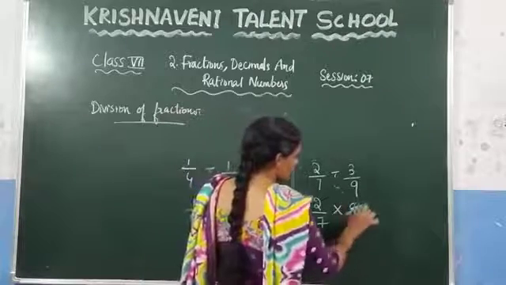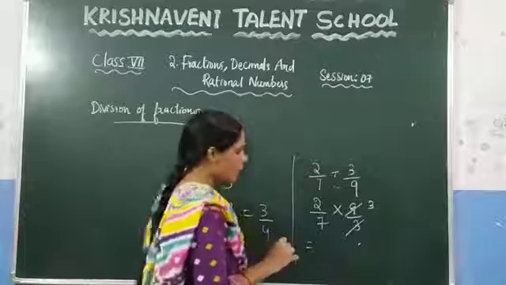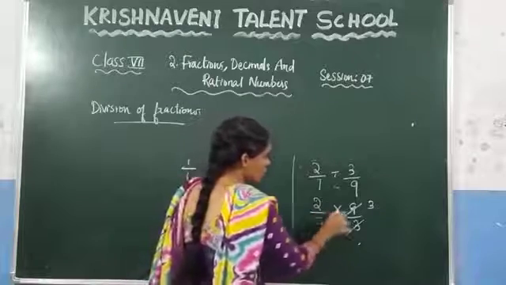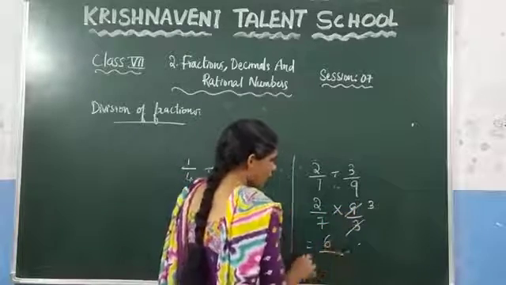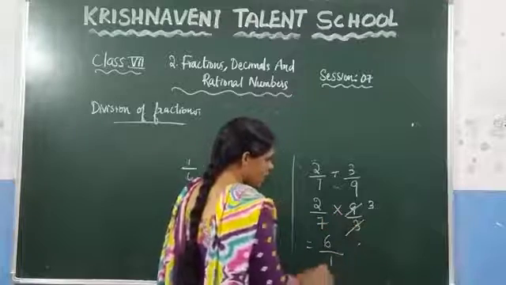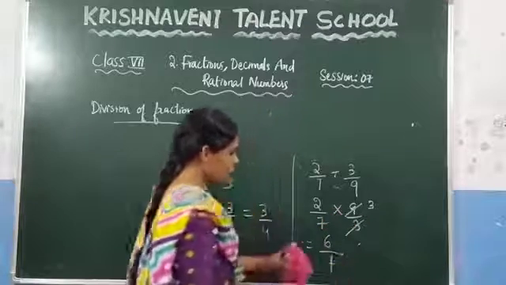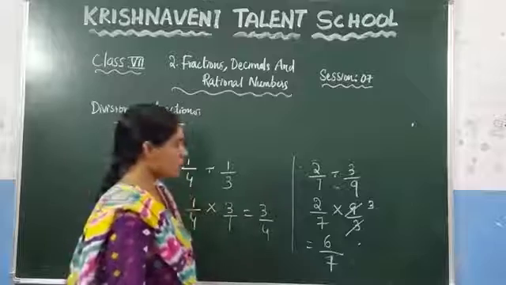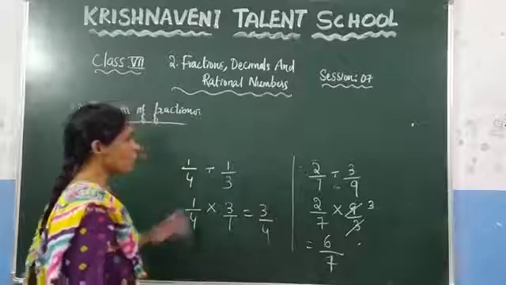You know that the 3 and 3 will get cancelled. And what is the numerator which is left out? 2 into 3 which is 6. Here what is left out? 7 into 1 which is 7. So what is the result here? 6 by 7. Like that you need to find if you are given two fractions.